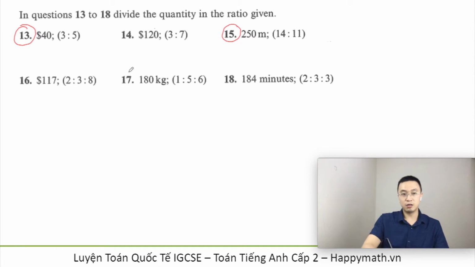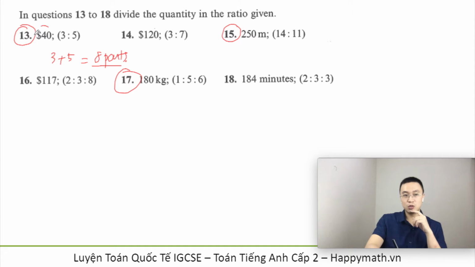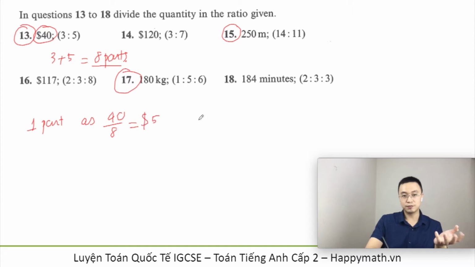I will have you figure out the odd questions. Look at question 13. In question 13, the total is $40, and it corresponds to the ratio 3 over 5. 3 over 5 means you have 3 parts and 5 parts, so you have 8 parts. The 8 parts correspond to $40. So one part will be 40 divided by 8, equal to $5.